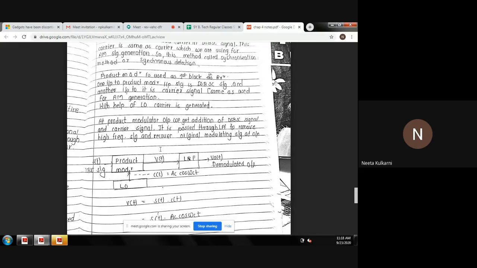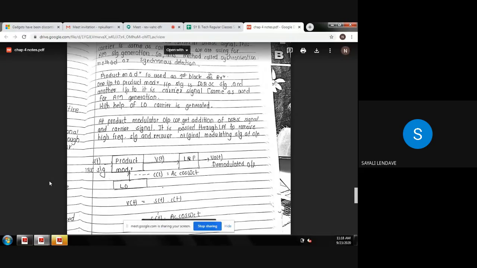So what points we have covered yesterday? AM receiver we are considering. And in AM receiver, what are the points that we have seen yesterday? Please give the answers. कुठले पॉइंट बघितलेत आपण काल?